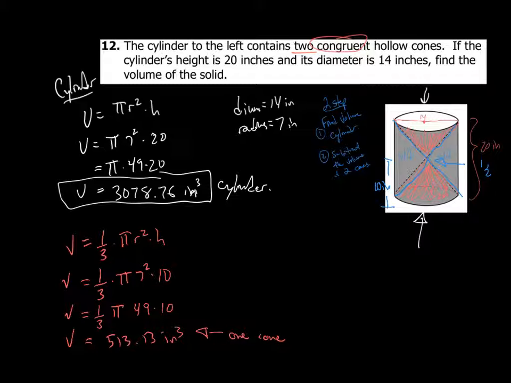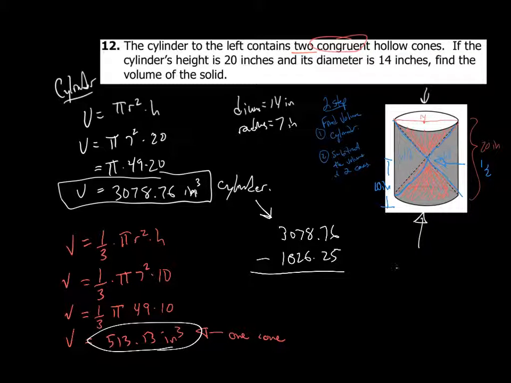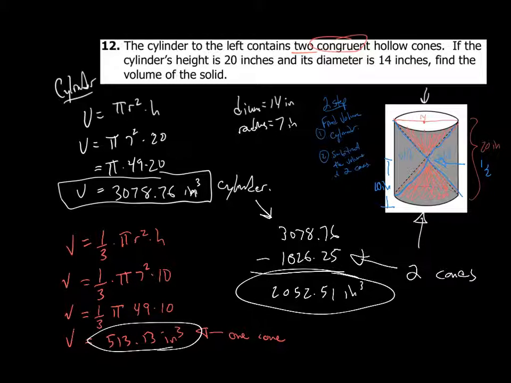So we're going to take our cylinder, which is 3,078.76 or 3,078 and change, minus, and then I got to take two of these 513s. So when I take the 513, I multiply it by 2, I'm going to subtract 1026.25. And again, this is 2 cones worth of volume. And so the volume of the remaining portion, our solid, is 2052.51 cubic inches. So that is the volume of the solid.